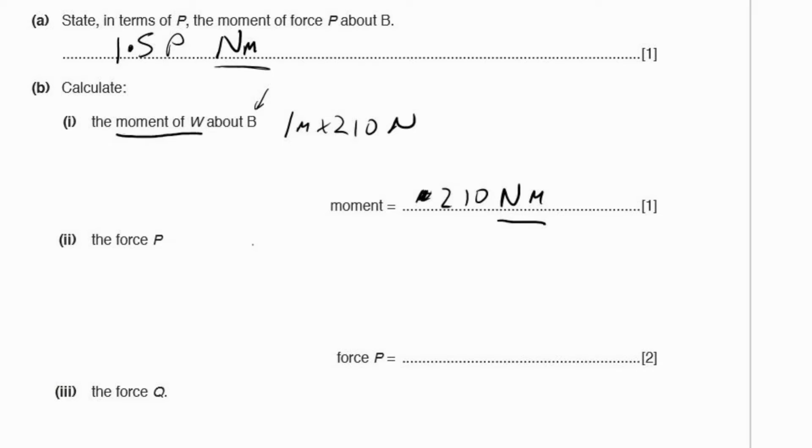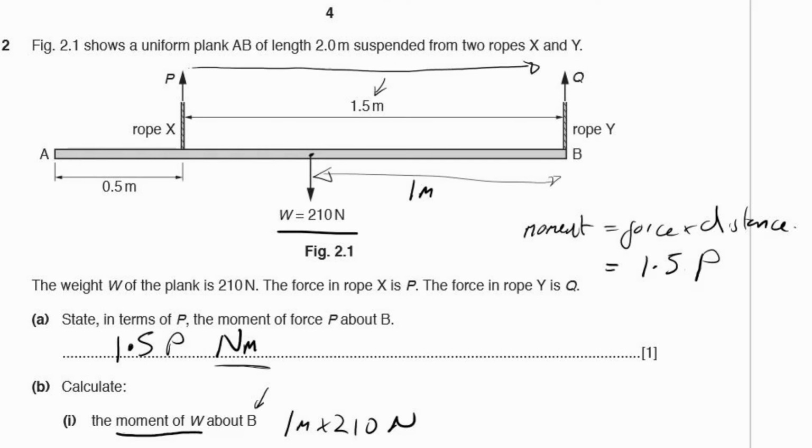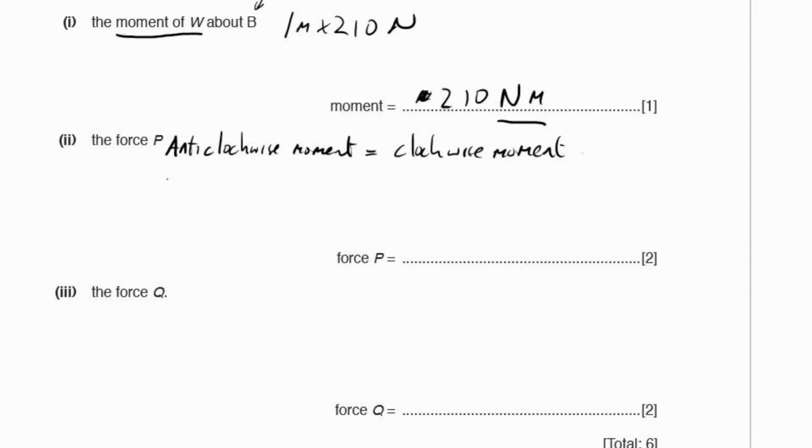We know that when an object is in balance, the moment about any point has to equal 0. So what do we have? Well, the anti-clockwise moment must equal the clockwise moment. If we look at our diagram, we're dealing with moments about this point here, which means that the weight W is an anti-clockwise moment, and force P up here is producing a clockwise moment. So they have to be equal to each other.